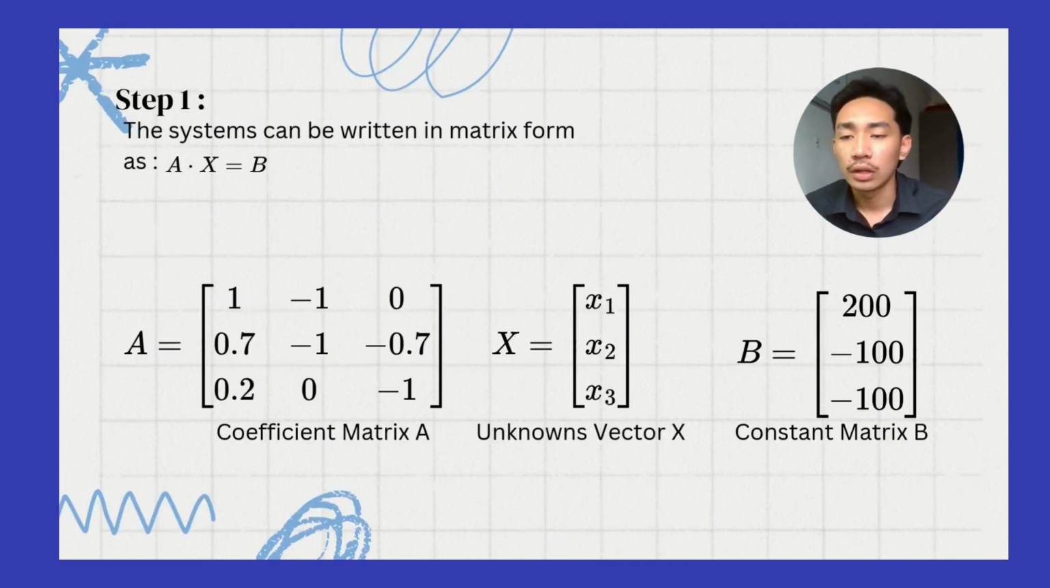Step 1, we're going to change the system of equations into matrix form as A multiplied by x equal to b, where A is the coefficient matrix, x is the unknown vector, and b is the constant matrix. This is the form of the matrix that we got when we changed the form.